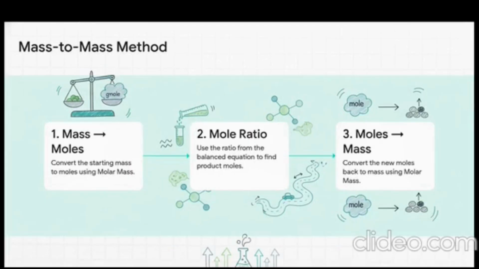If you know the mass of an ingredient, first you convert it into moles. Then you use your recipe, the balanced equation, to see how many moles of the final product you can make. And finally, you convert that number back into a mass. It's a foolproof roadmap that works every time.